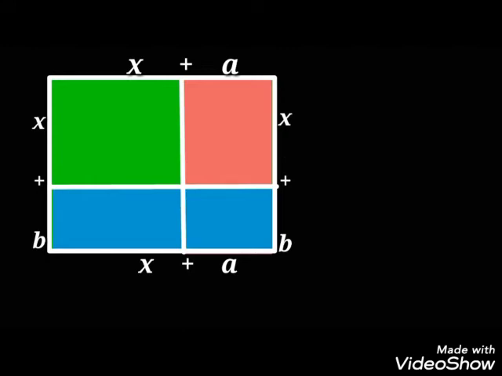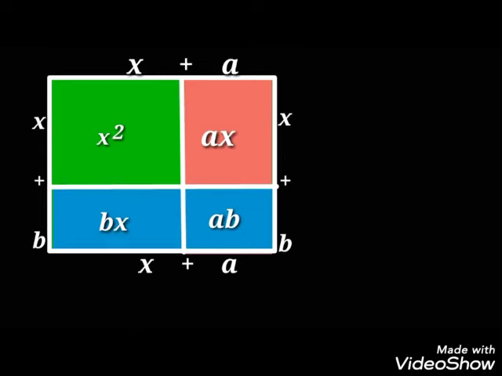The area of the first box is x square. Box 2 is ax. Box 3 is bx. And the last box is a into b, ab. This is the area of all boxes.